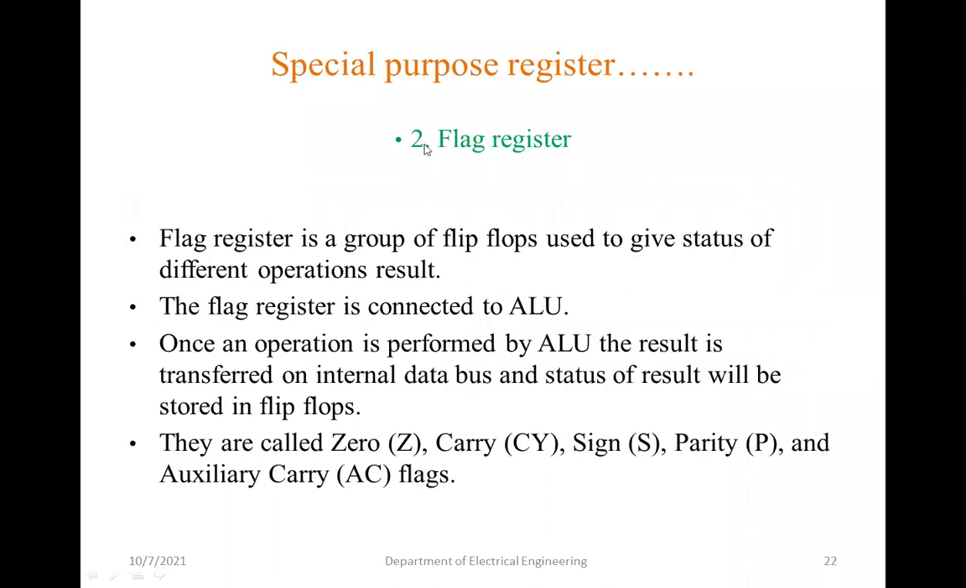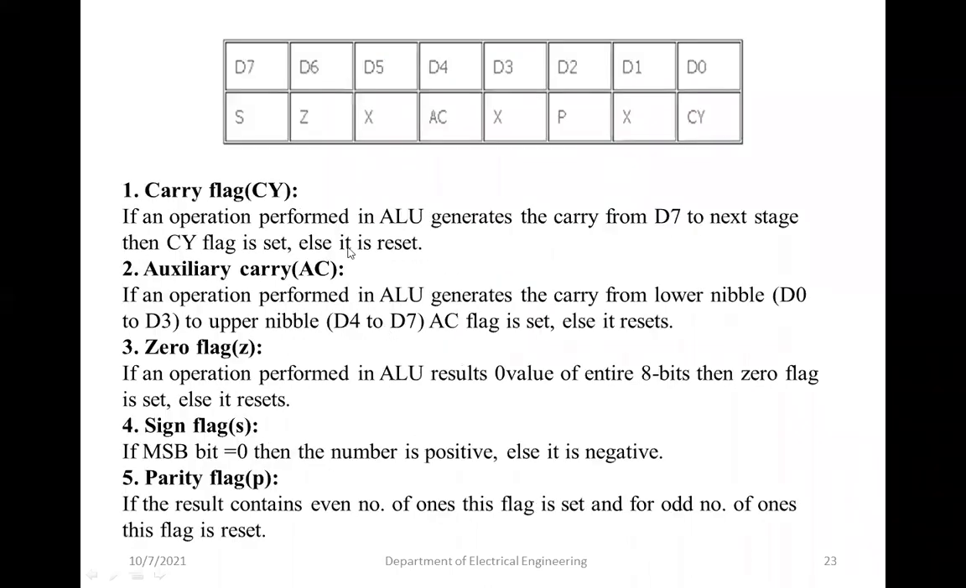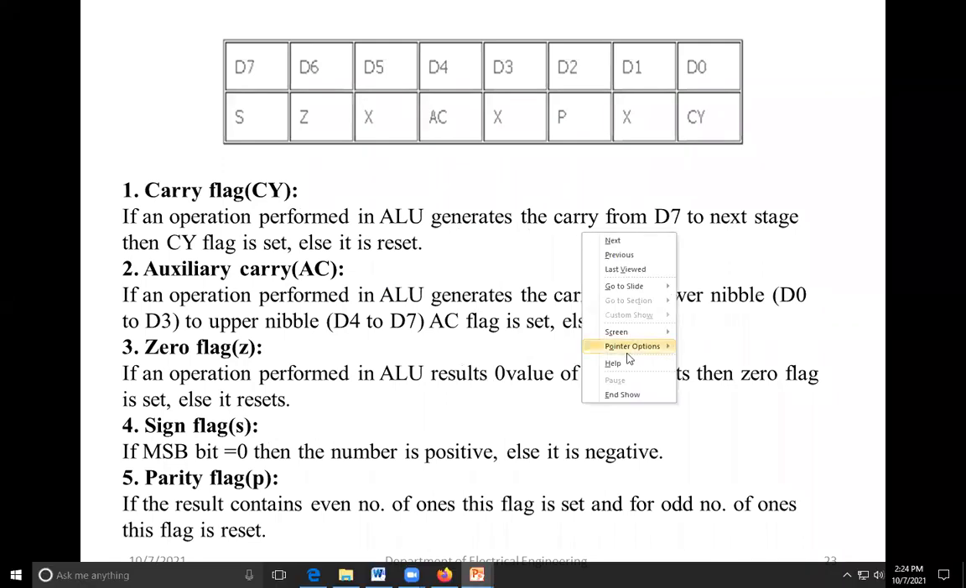Then go to the flag register. In the flag register, these are the flags: carry flag, auxiliary carry flag, zero flag, sign flag, and parity flag. So what is meant by the carry? If the operation performed in the ALU generates a carry, then the carry flag will be set. Set means you have to put a value 1 into the carry flag.